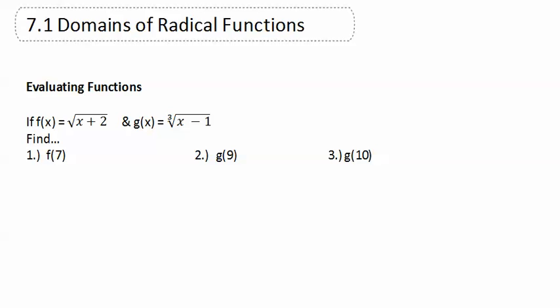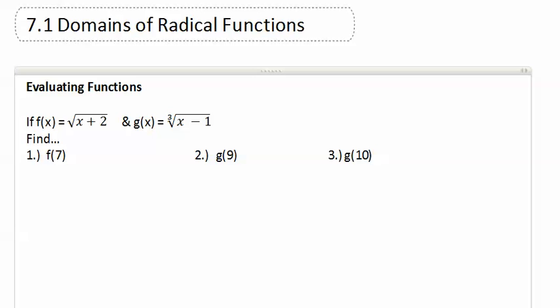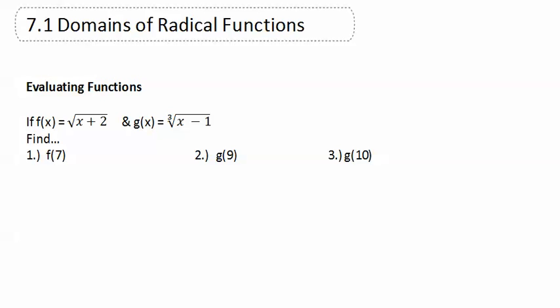The next video of chapter 7.1 continued, we're going to focus mainly on domains of radical functions. But before we do this, I just want to quickly go over how we evaluate using functions. If we look at the first few examples, we're given function f and function g. What we're going to do is basically substitute in. Remember that this is a substitution for the variable inside, so x.